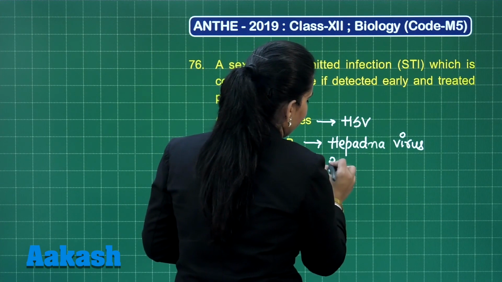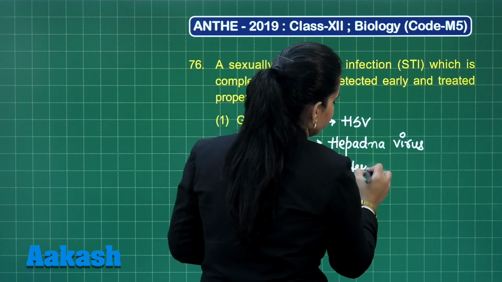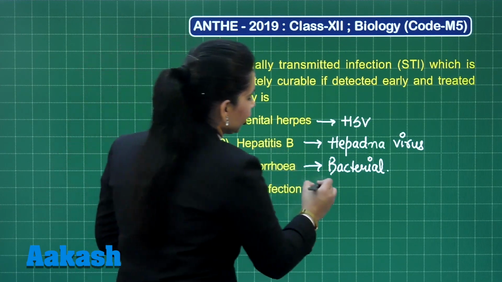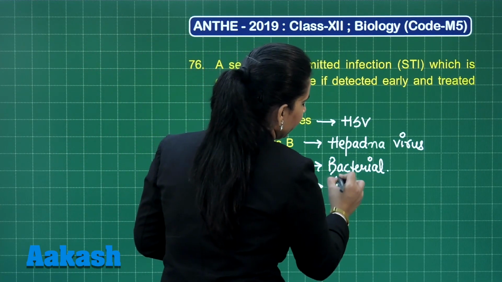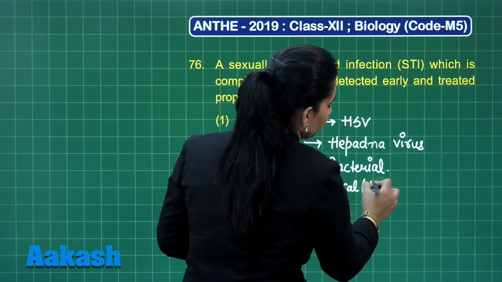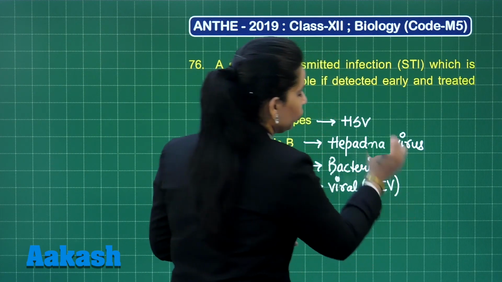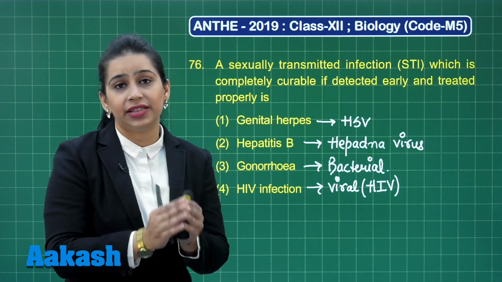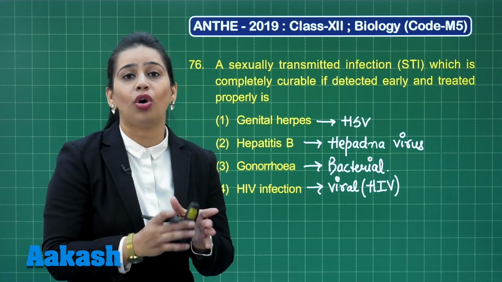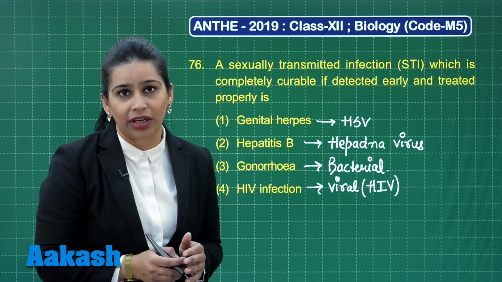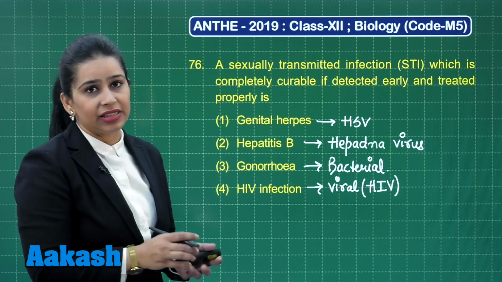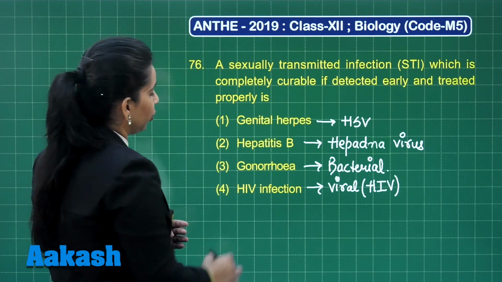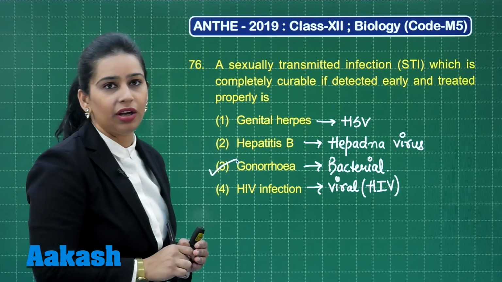And gonorrhea is a bacterial disease which is caused by the bacterium Neisseria gonorrhoeae, and HIV infection is again a viral disease which is caused by HIV, human immunodeficiency virus. So as you know that viral diseases, viral infections cannot be treated with antibiotics. So the bacterial disease, that is gonorrhea, is completely curable with the help of antibiotics. So this is completely curable.